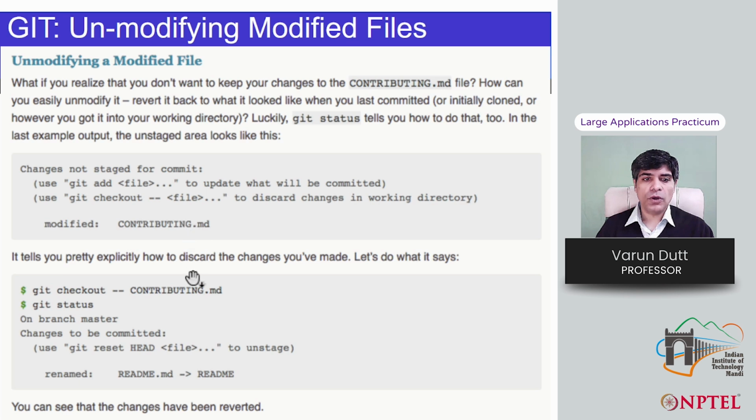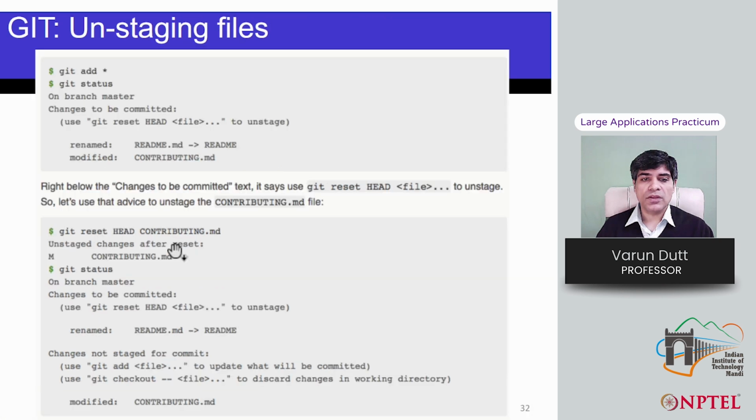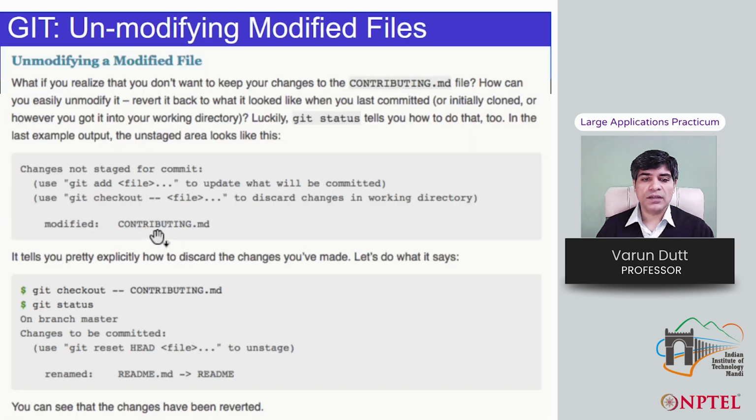So we may also want to unmodify the modified files, basically discard our changes. Suppose we are in a stage which is like this, which was in the previous slide, and now if we actually check out contributing.md, which is basically checking out its previous version, we will completely overwrite contributing.md and the changes made to it. So this is a way of unmodifying all the changes which have been made to contributing.md.